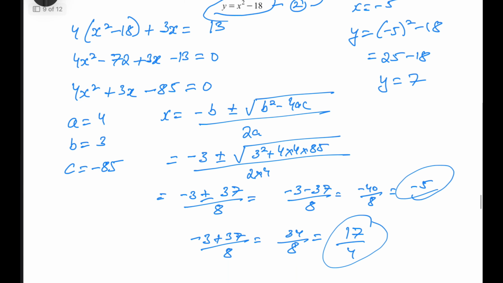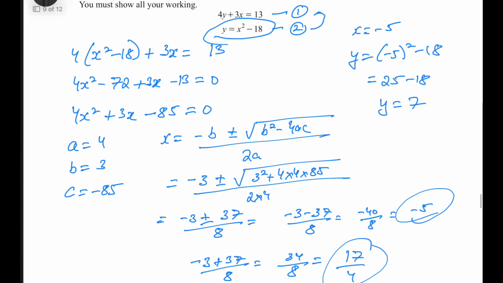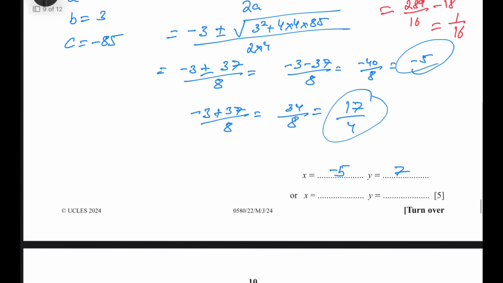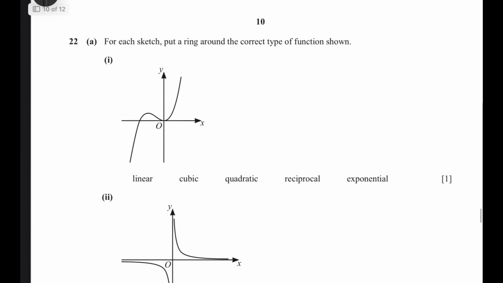Now, the other value is 17 by 4. Again, substituting, we're using a different pen now. So y is 17 by 4 whole square minus 18. This is 289 by 16 minus 18. If we do it in fraction, this comes out to be 1 by 16. So when x is 17 by 4, y is 1 by 16. That's our answer.